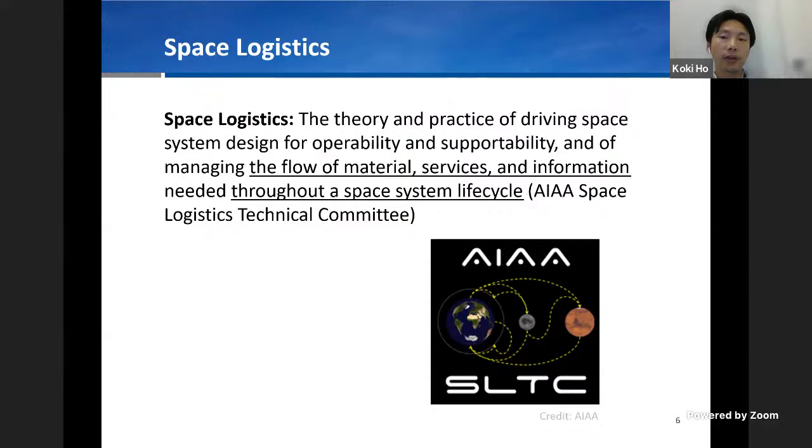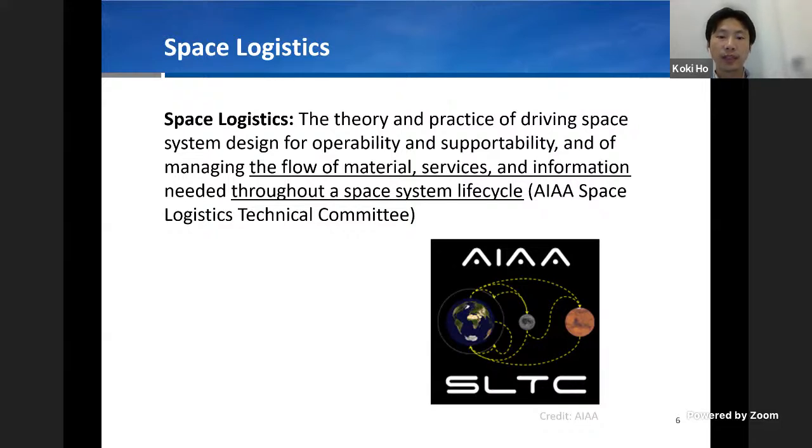We define it as the theory and the practice of driving space system design for operability and supportability, and of managing the flow of materials, services, and information needed throughout the space system life cycle. So the key here is that our goal is to make sure that space systems have high operability and supportability. And what we deal with is the flow of materials, services, and information. Particularly, what I'll be talking about in this talk is the flow of materials.